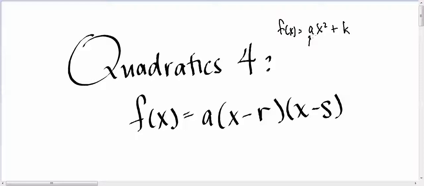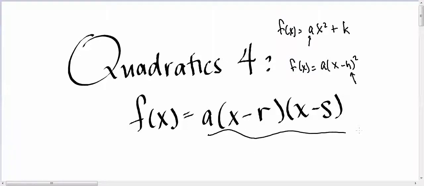We also studied equations of this form. I think it is f of x equals a times x minus h squared. If a parabola looks like this, then as you change this number over here, that will actually move the parabola right and left. So we've talked about this. This was Quad 2, I think. This was Quad 3. Quad 4 is something a little bit different.